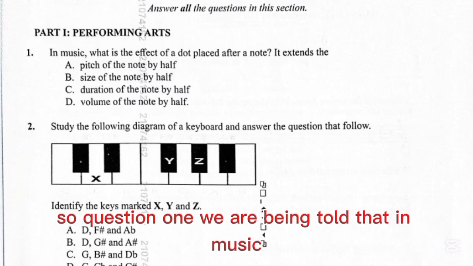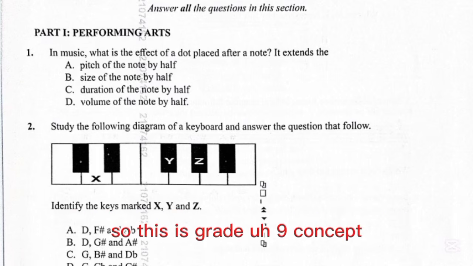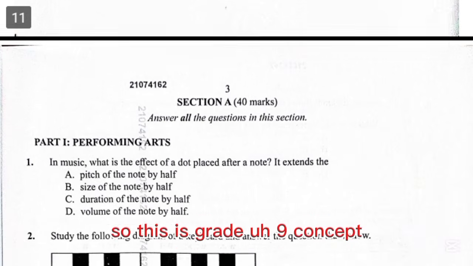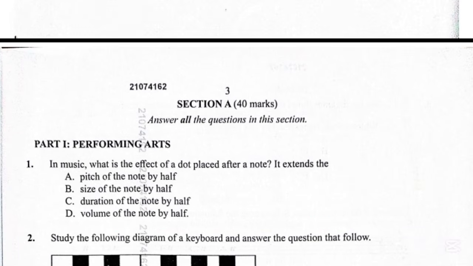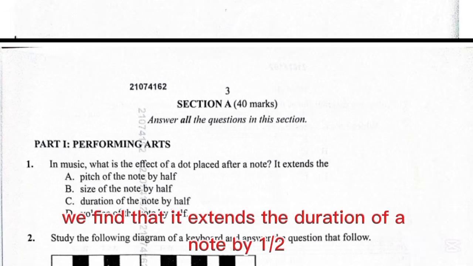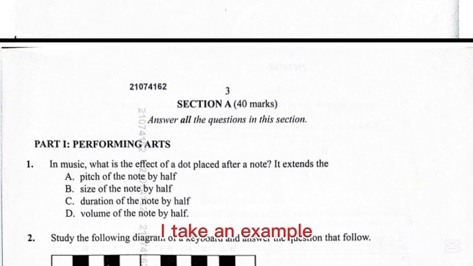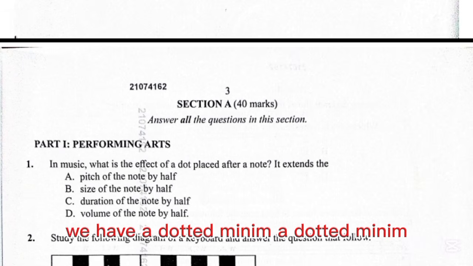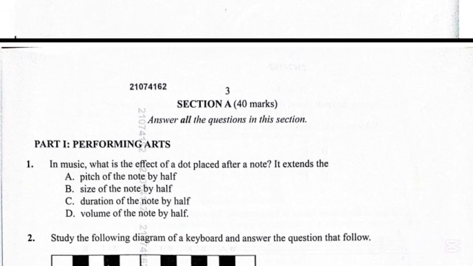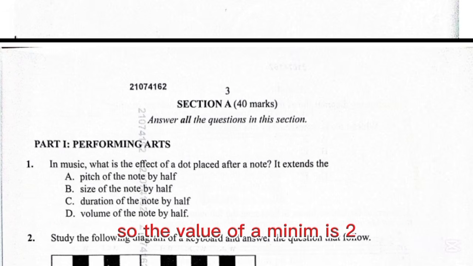Question 1, we are being told that in music, what is the effect of a dot placed after a note? So this is a Grade 9 concept. Here, the effect of a dot in music is that it extends the duration of a note by a half. I take an example. We have a dotted minim. The value of a minim, we all know its beat is 2.